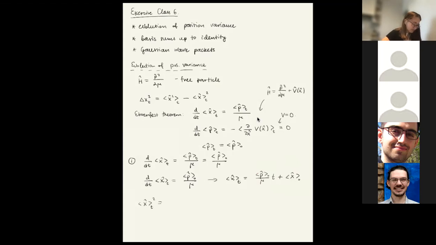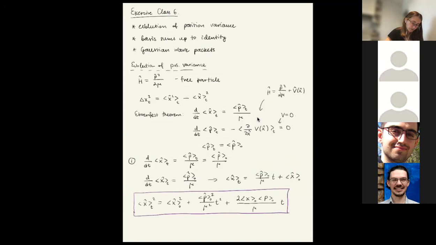And we can write it as average of x at time zero squared plus average of p squared over mu squared t squared plus two average of x, average of p at time zero over mu t. Okay, so this is the result we've got for average x squared. Let us just write this down, remember this, and now continue to analyze another term in the expression, which is the average of x squared.